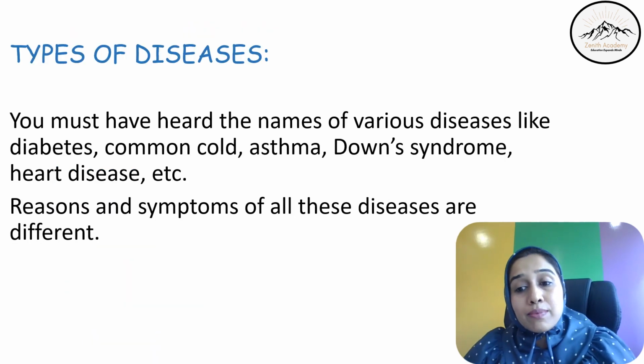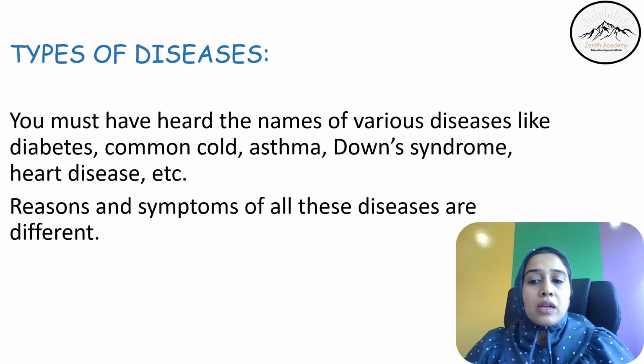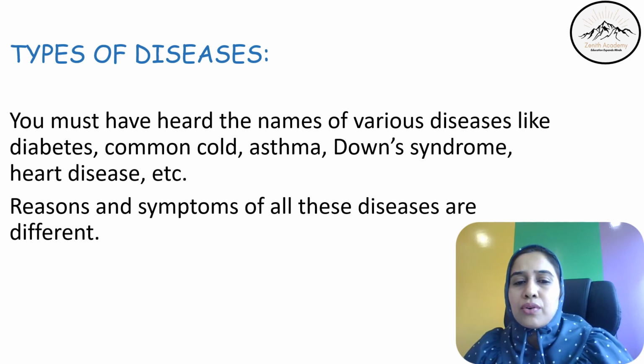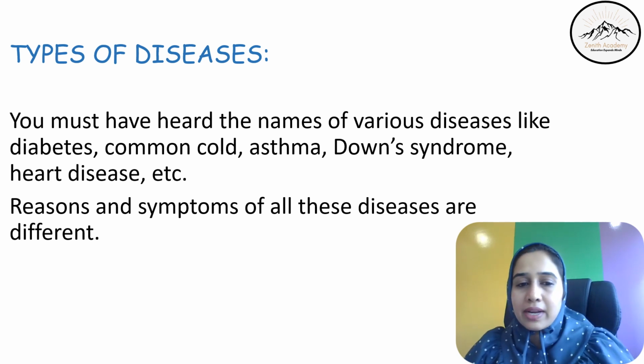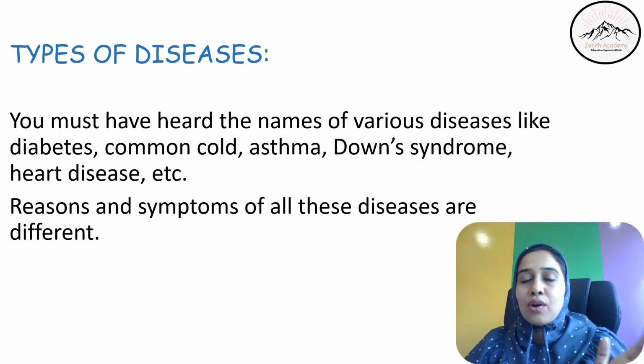Next, we move on to types of diseases. Now, we already know what is health. We already know what is disease. Now, there is an infinite number and various types of diseases. So how do we classify? How do we understand what the types of diseases are? Okay, let's move ahead. Now, you must have heard the names of various diseases like diabetes, common cold, asthma, Down syndrome, heart disease, gastritis, orthopedic diseases, and so on. There is a huge list. If we count all the diseases, we would take a lot of time over here.